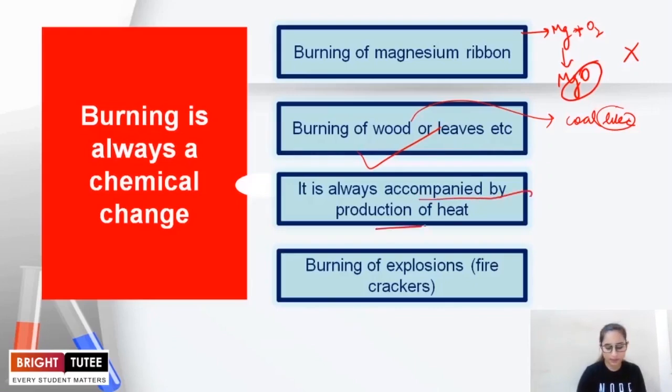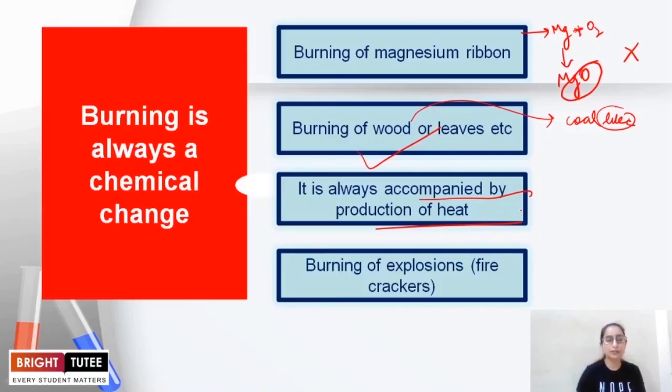Now it is always accompanied by production of heat. Whenever you burn a substance, the substance burns and changes into different products, but it also always releases heat. So it is always accompanied by production of heat, as we saw in the case of burning of magnesium ribbon. It produced a lot of heat and light.